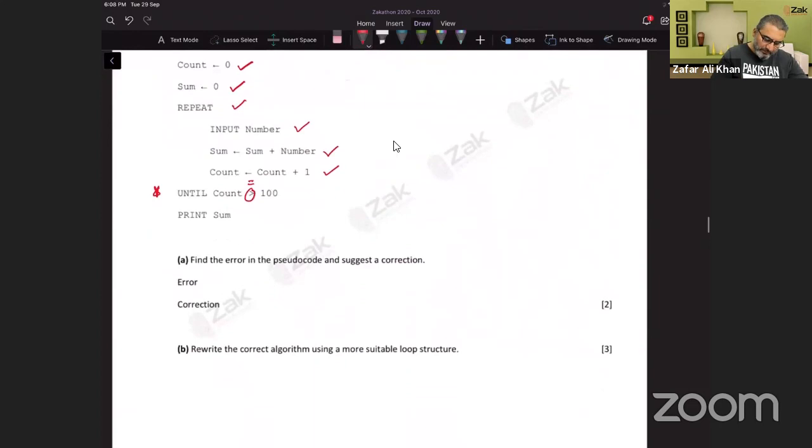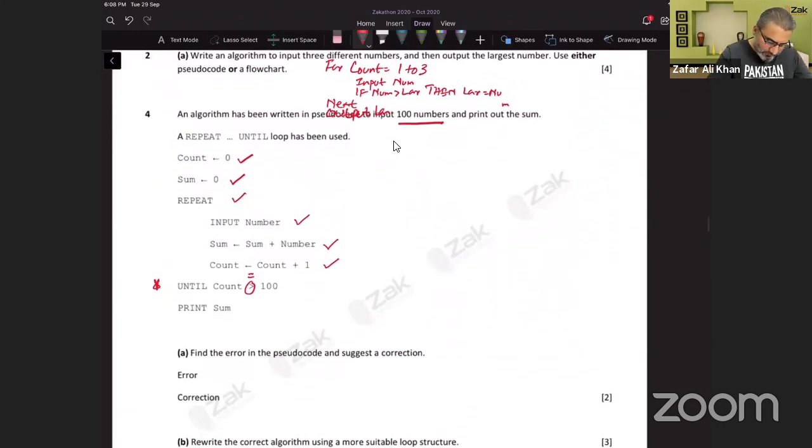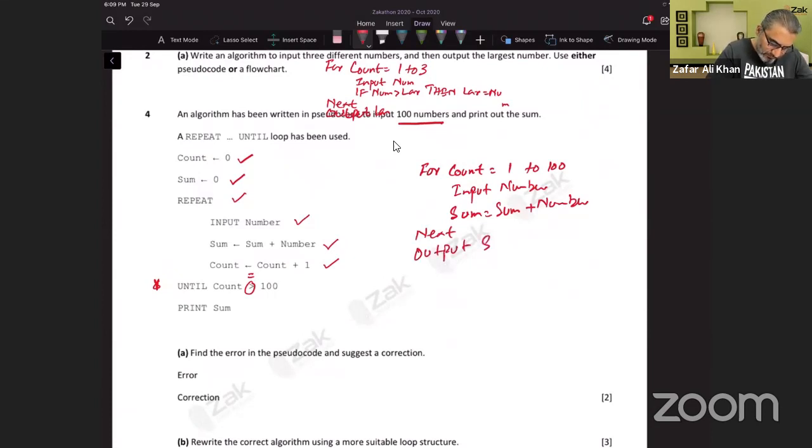Rewrite the algorithm using a more suitable loop structure, and that is what? For next. For count is equal to 1 to 100, input number, sum is equal to sum plus number. Sum is being used instead of total. Next, and output sum, and then count is equal to 0 and sum is equal to 0.